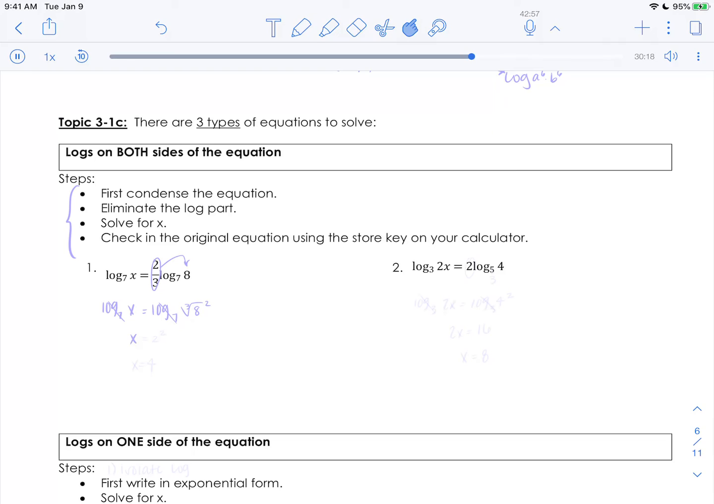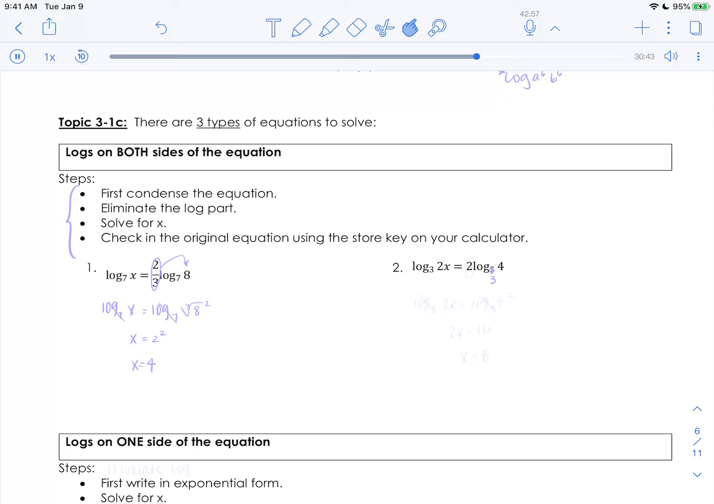Okay, so it becomes x equals, the cube root of 8 is 2, so 2 squared, and then x equals 4. Okay, number 2, again, first, this is a typo. That should be log base 3. I think it might be fixed in the copy I posted for you guys. I don't really remember. If not, my bad. That's just log base 3.